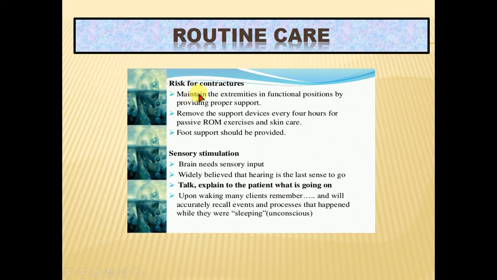There is risk for contractures. Maintain extremities in functional position by providing proper support, that is, we keep the upper arm, we keep the upper leg on the pillow, so that the shoulder as well as legs are in a proper position. And then we have passive range of motion exercises, skin care every 4 hours, and to prevent foot drop, we can have sandbags applied to the end of the foot, so that foot drop does not occur.